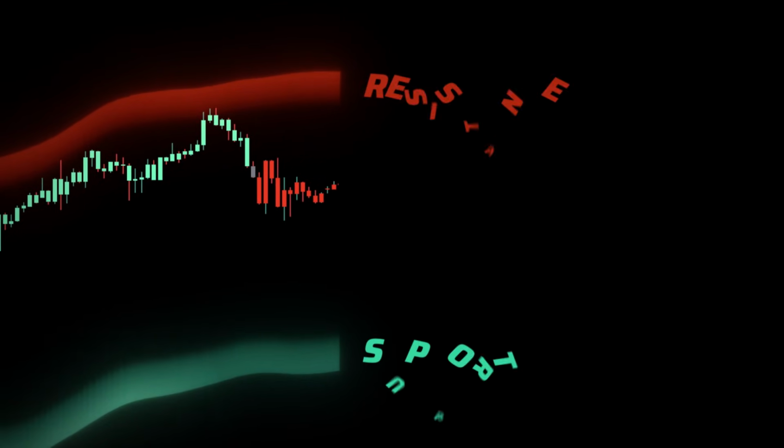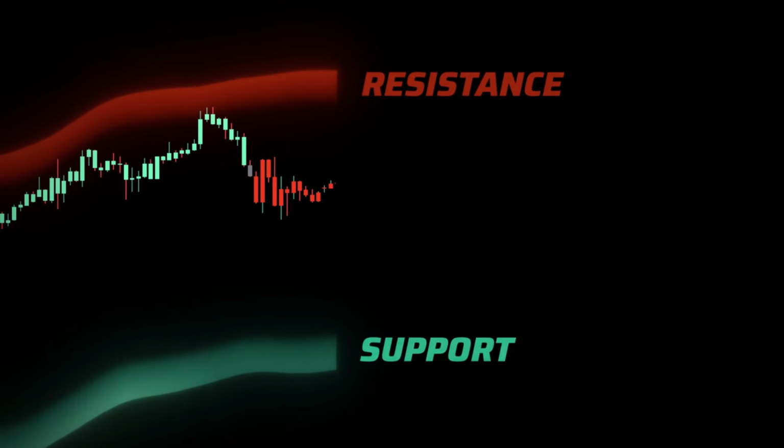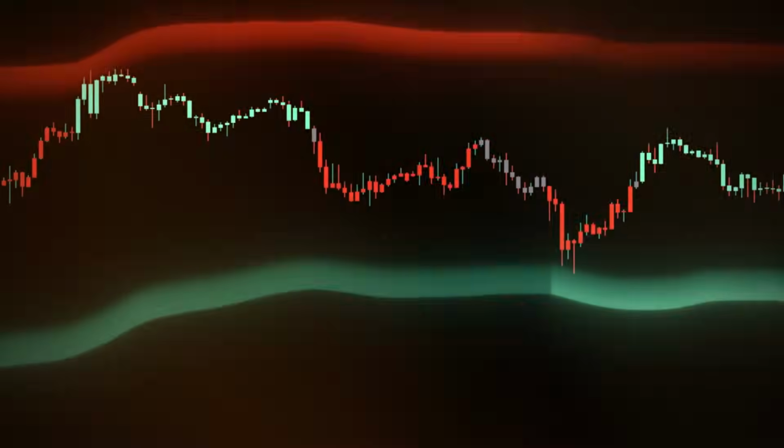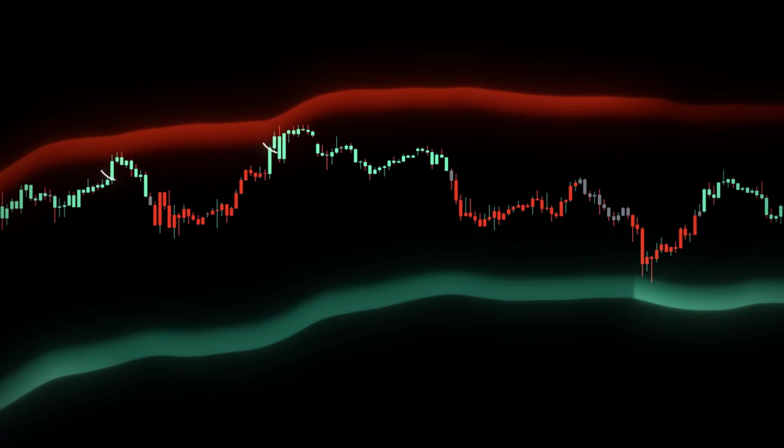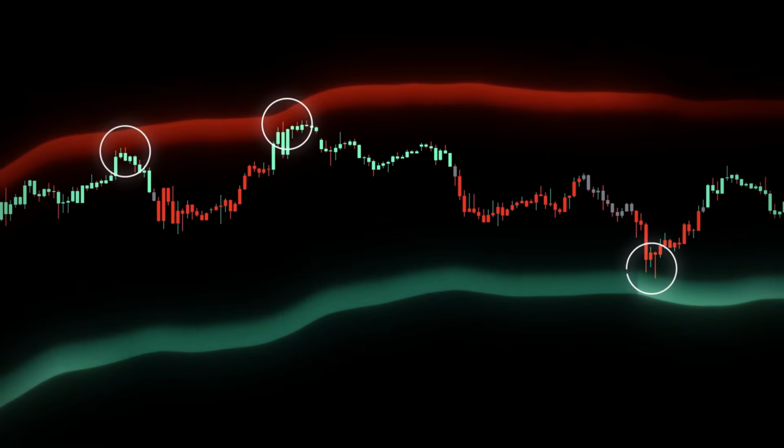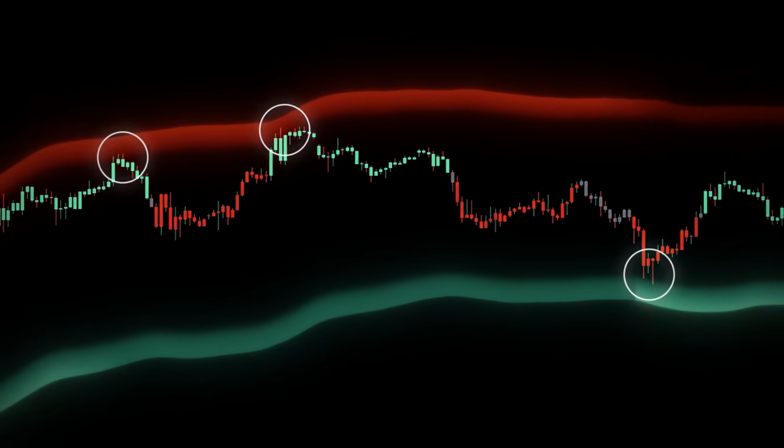Firmament clouds are dynamic support and resistance zones. These aren't fixed. They expand or contract based on volatility. Think of them as zones of interest. Upper clouds mark where price might struggle. Lower clouds show where support could hold. The transparency tells you how relevant they still are.